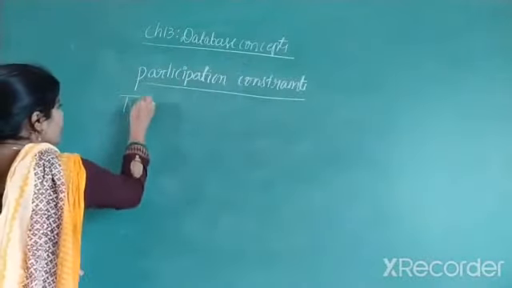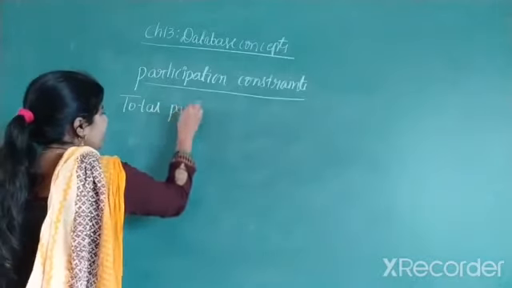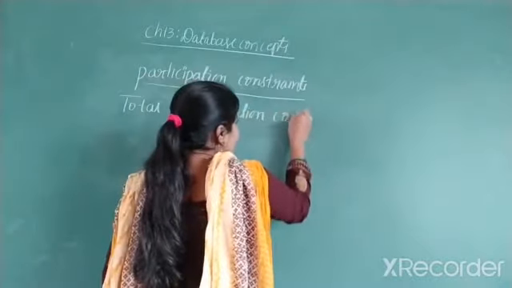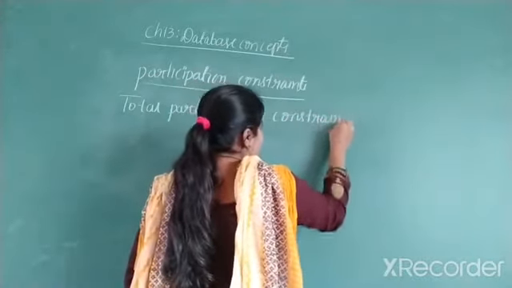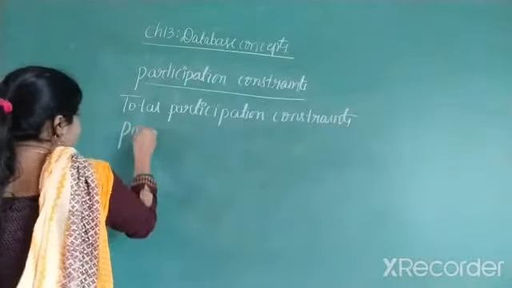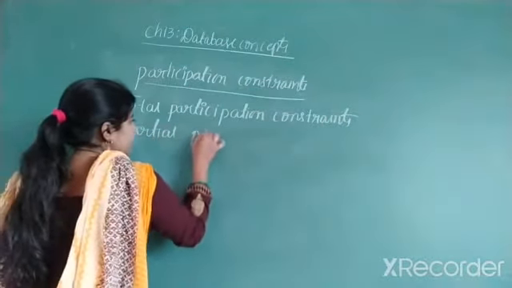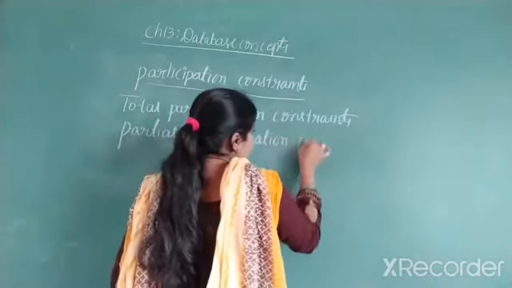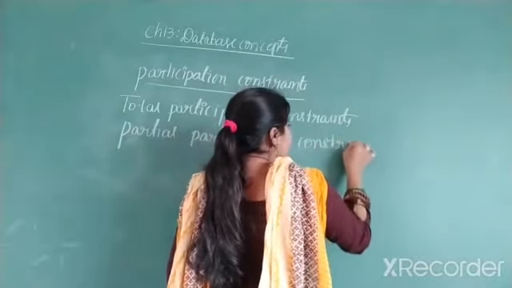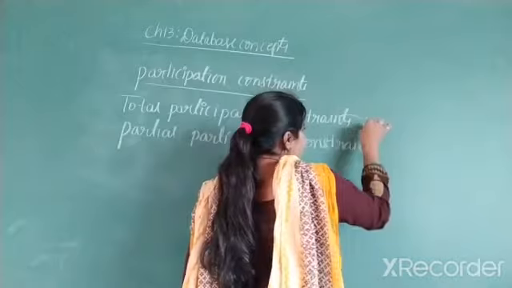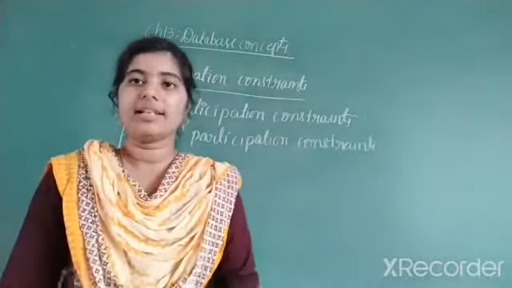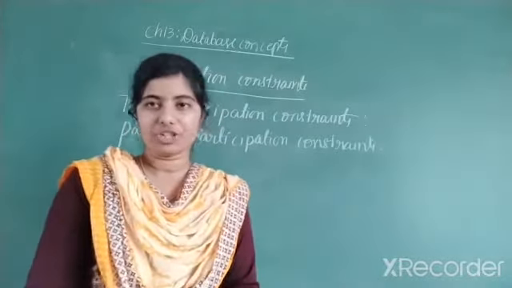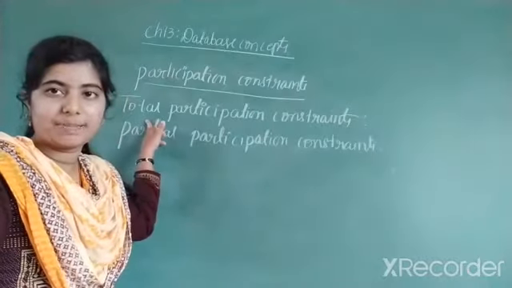The first one is total participation constraint. And the second one is partial participation constraint. So what do you mean by total participation constraint? The definition of total participation constraint is: if all the attributes of an entity are involved in the relationship, it is called a total participation constraint.